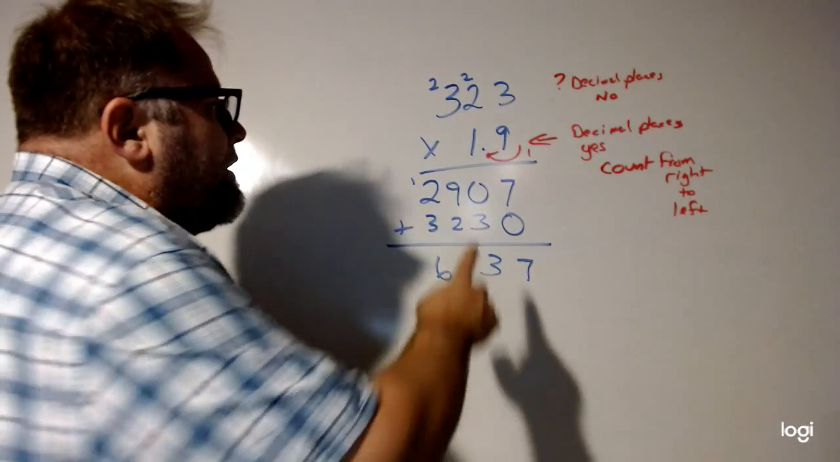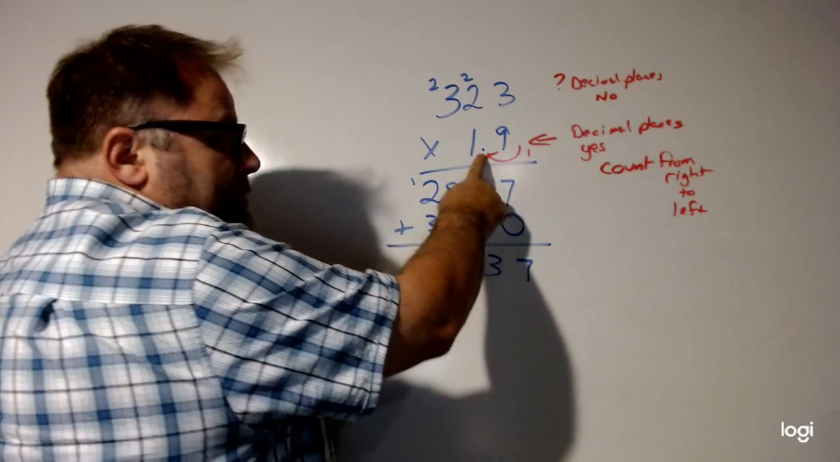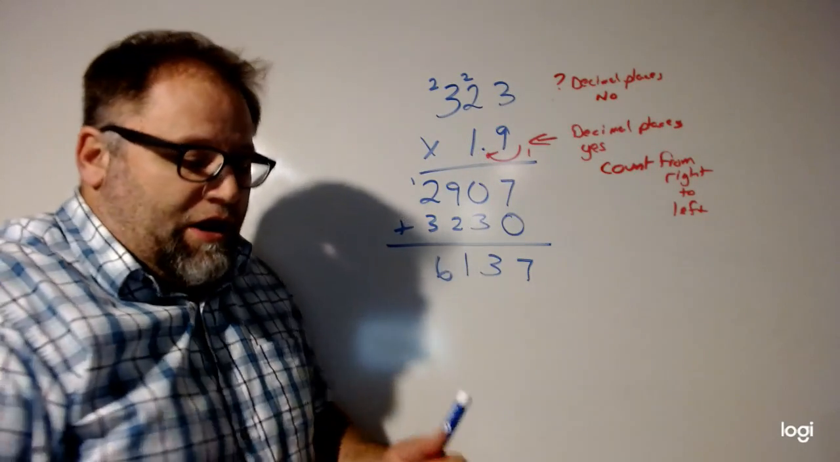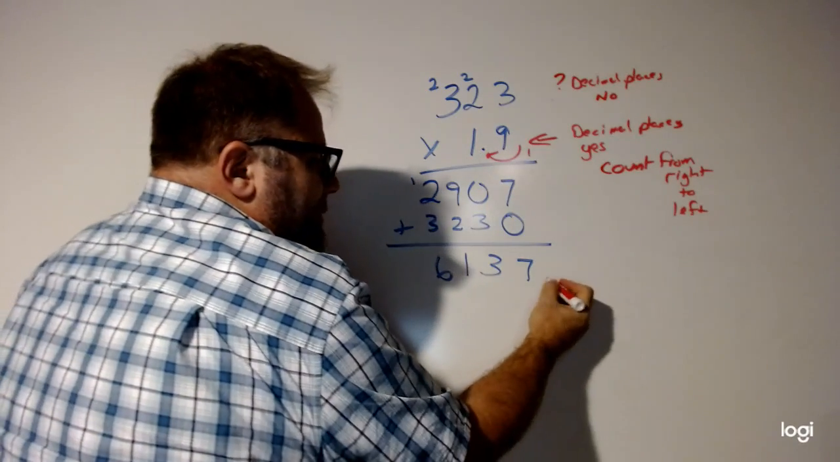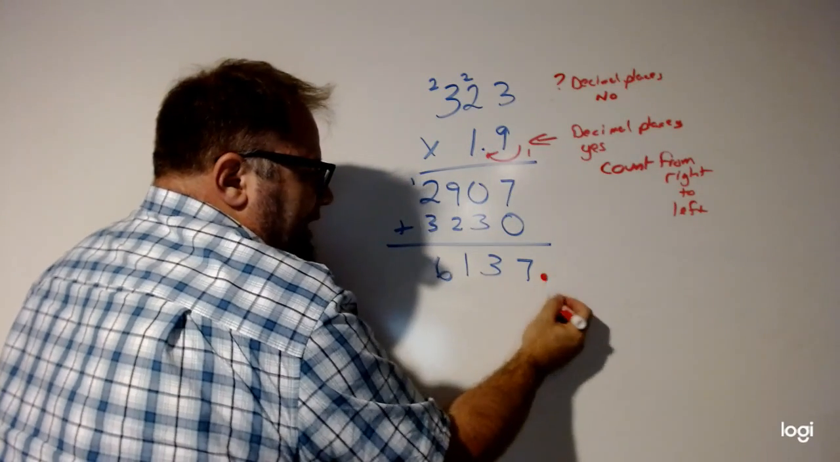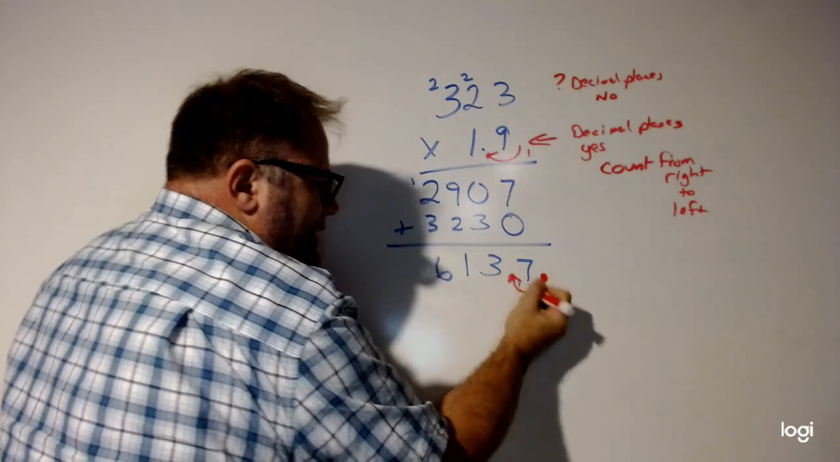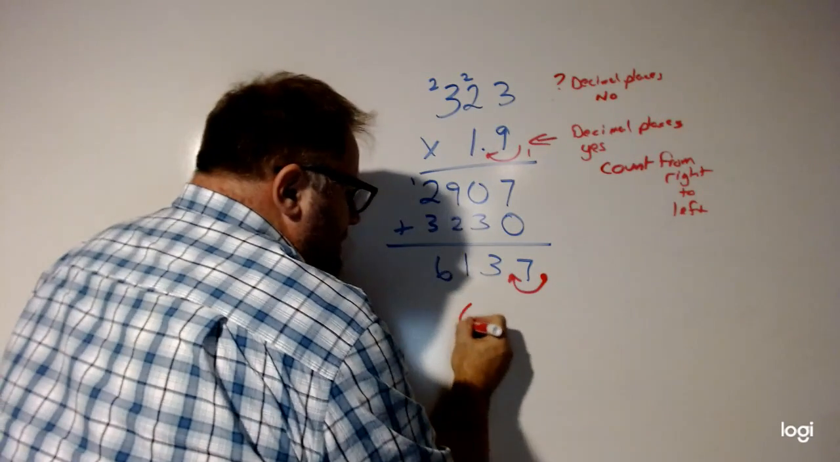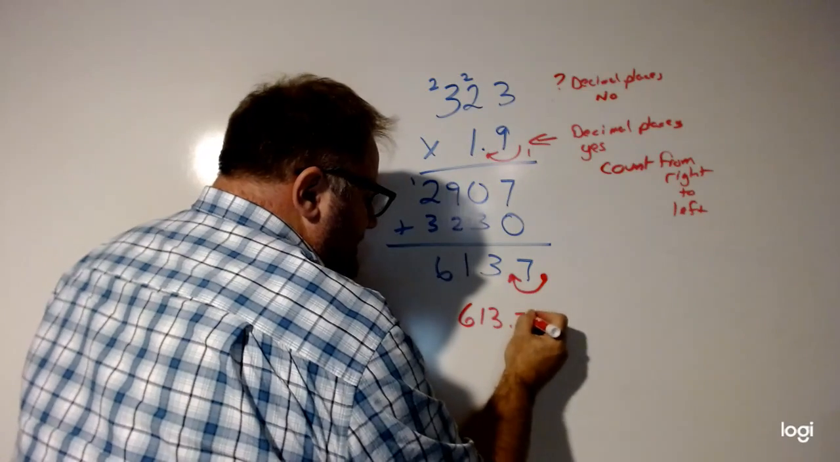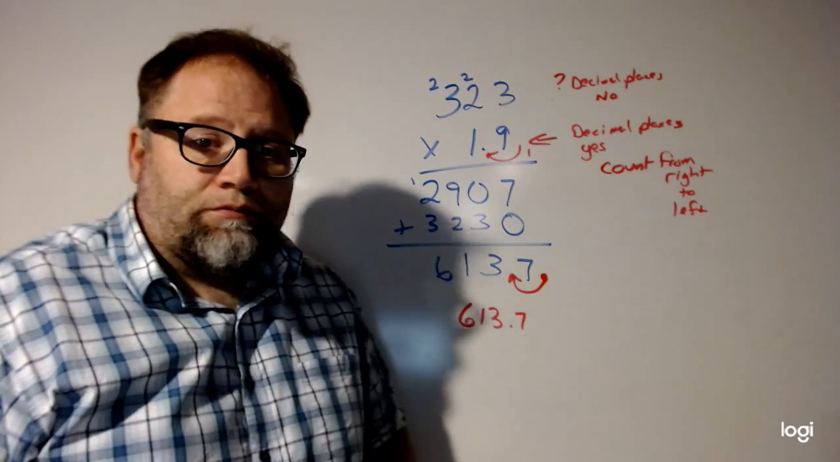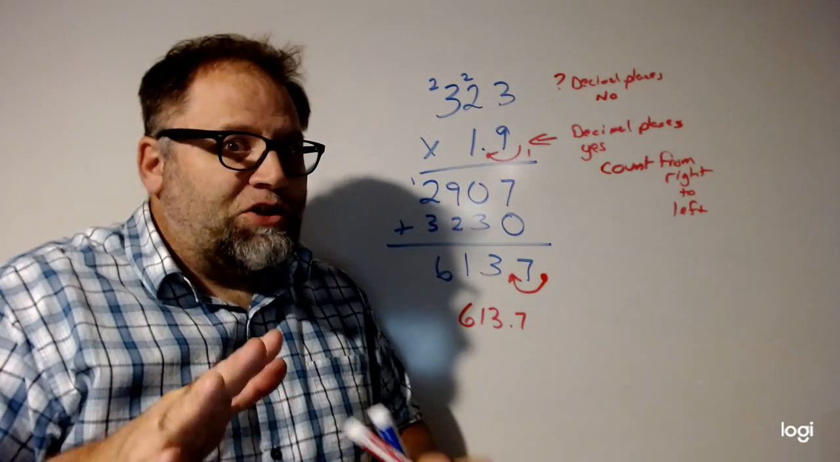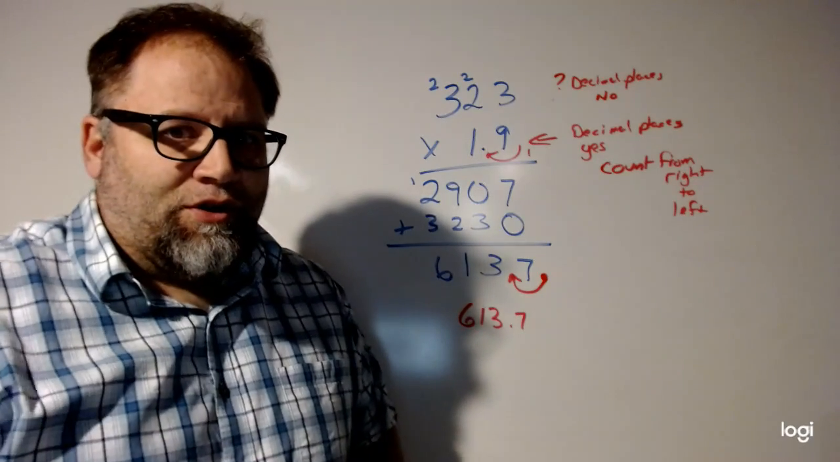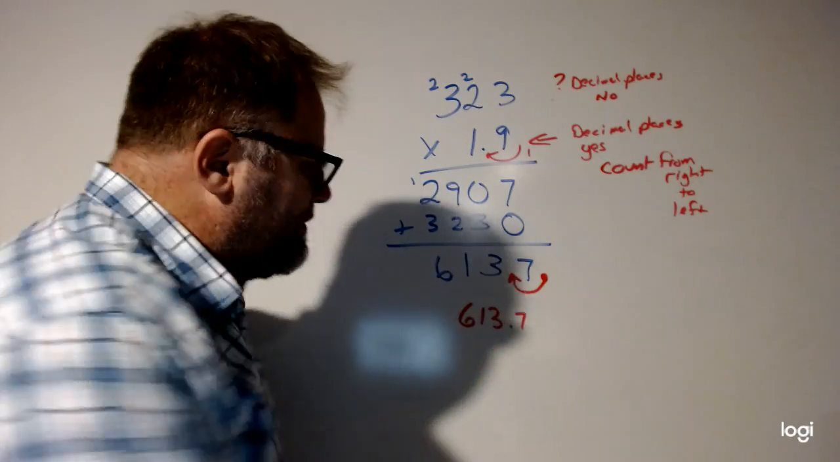There's 1. There's 1 right here. So I've got a decimal here because it's 1.9. And because there's 1 here, what I'm going to do is take my decimal point and move it 1 space that way, which changes my answer to 613.7. That's multiplying with decimals.